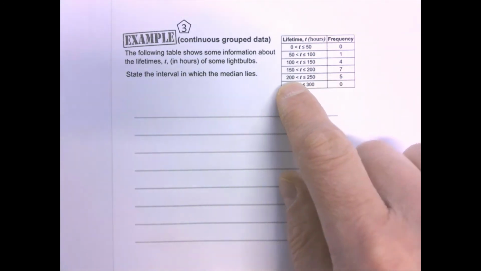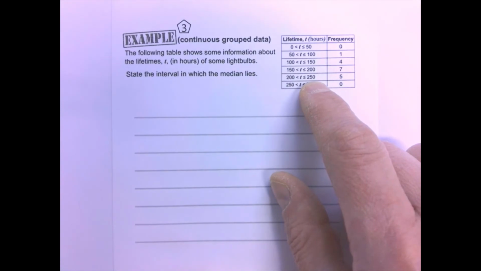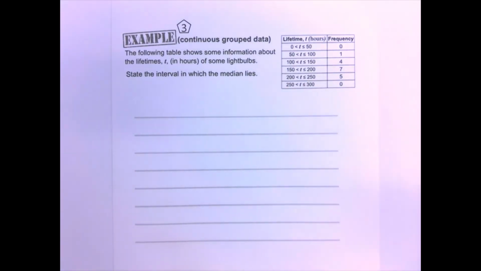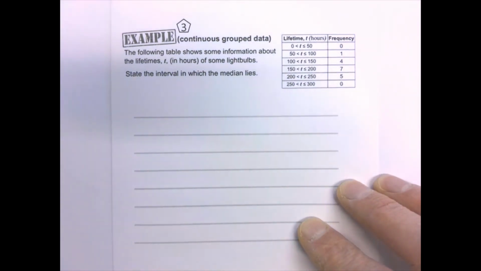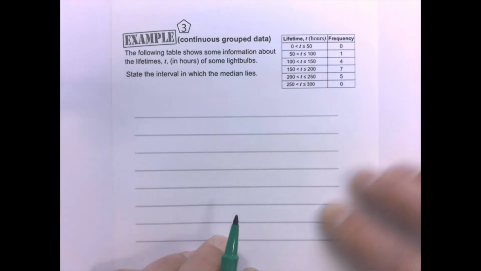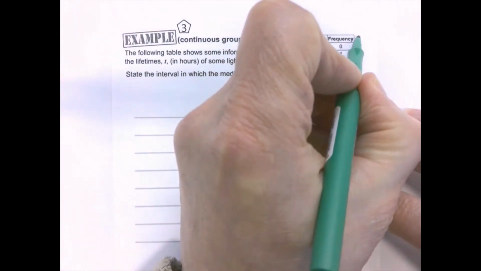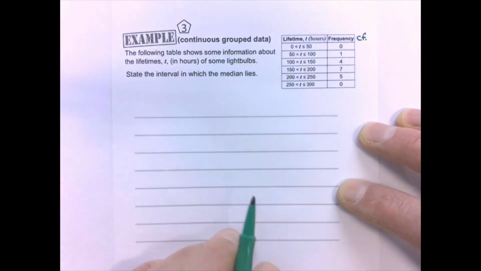Are they all down near 200? Are they all up near 250? Are they all in the middle? Are they evenly spread? I don't know, right? So we're never going to be able to get a true measure of the median. The best we're going to get is an estimate of the median, because we just don't have that raw data left anymore. So what we're going to say is, let's do our cumulative frequency again.